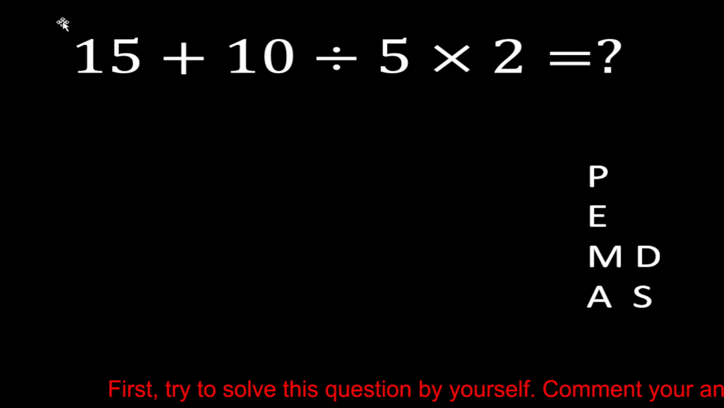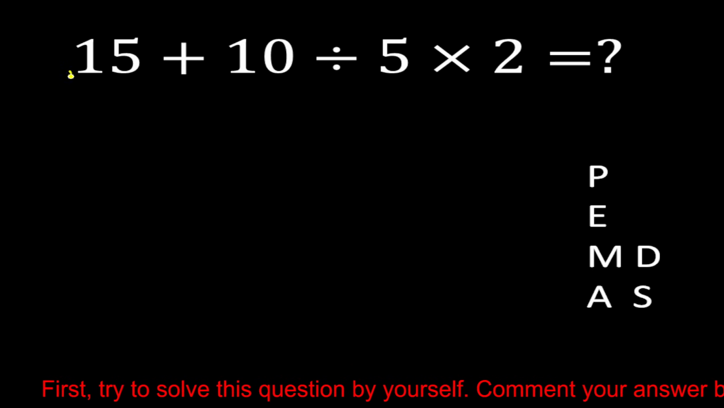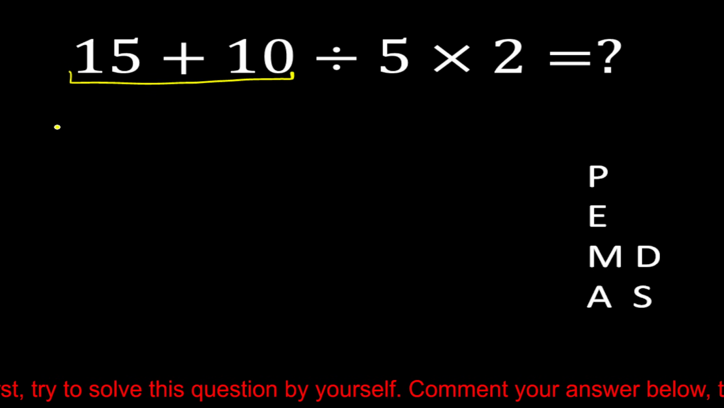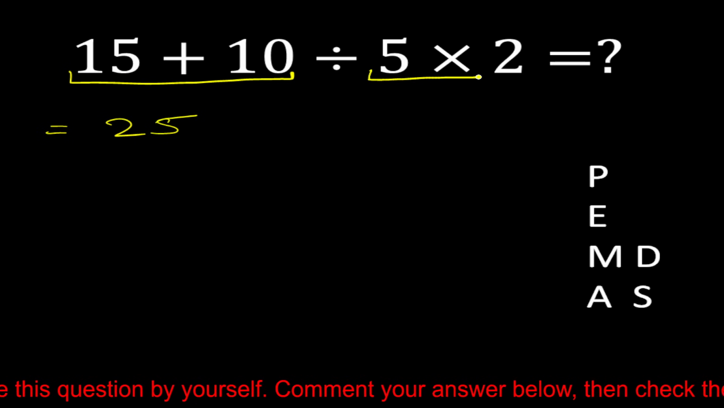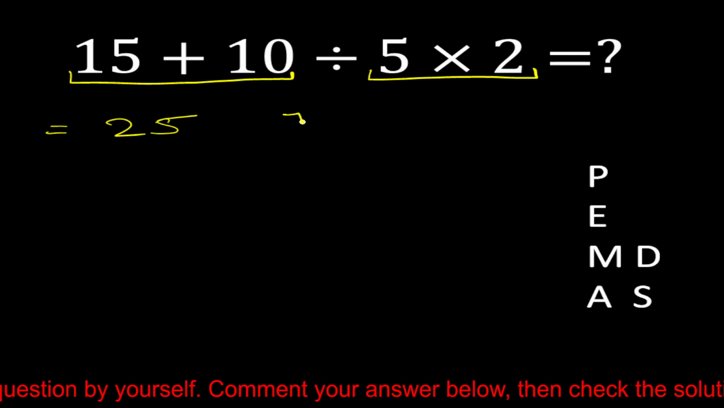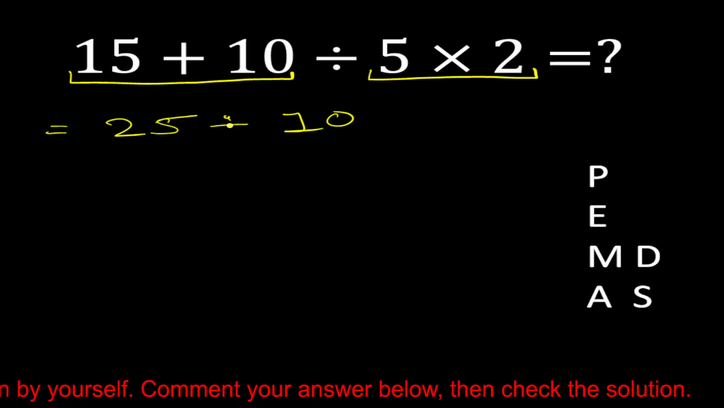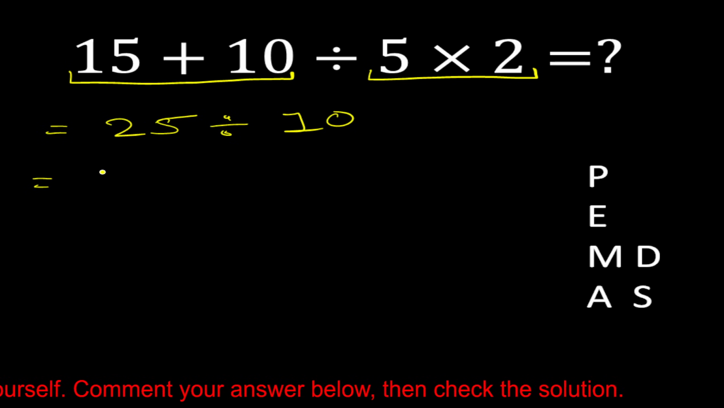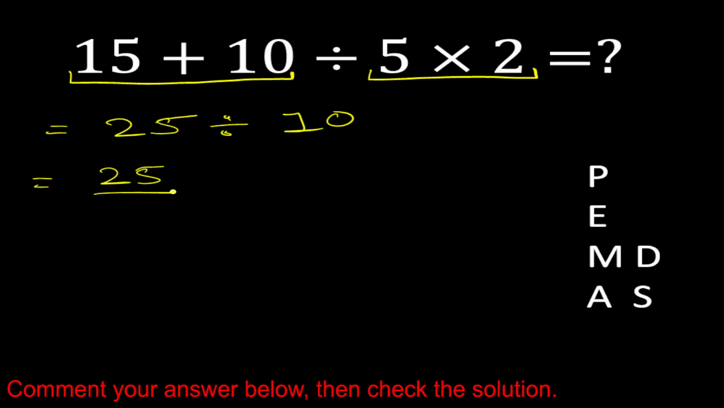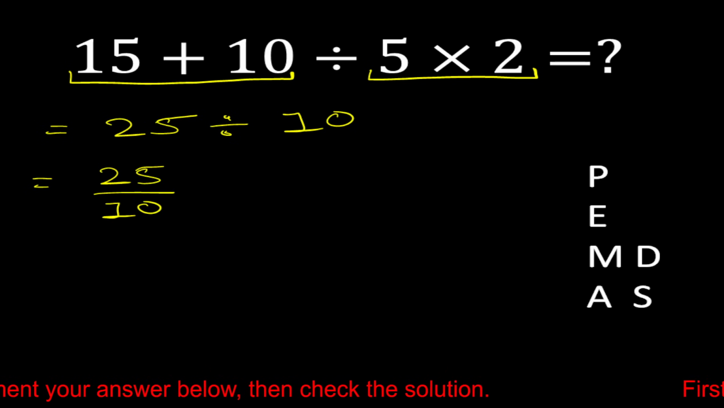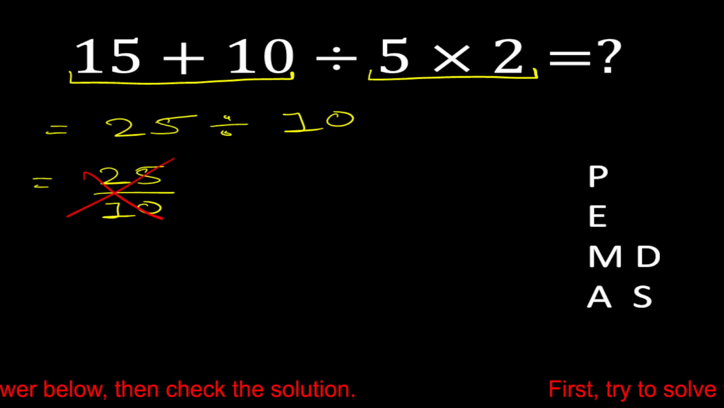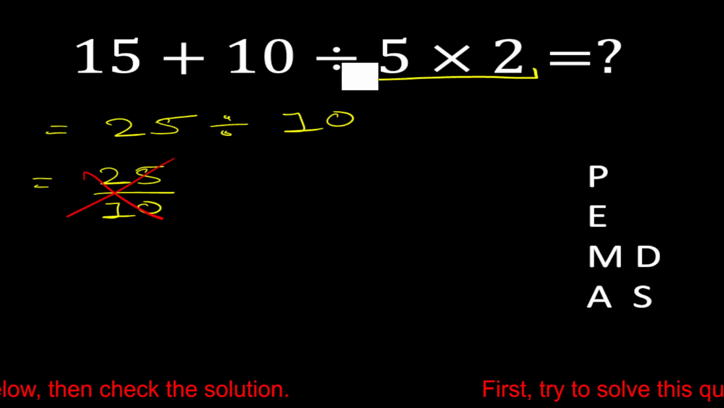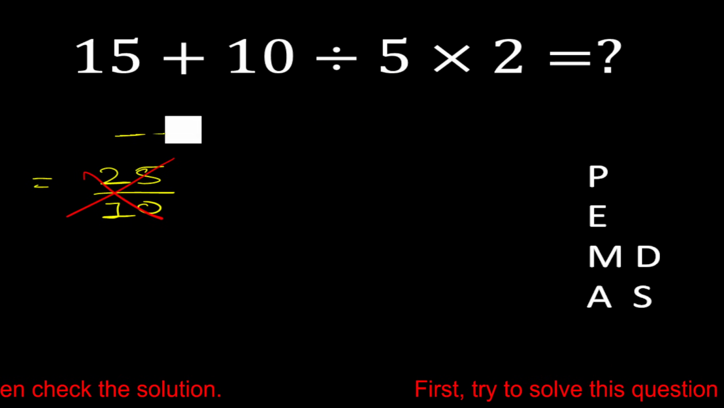So most people solve this question like 15 plus 10 is equal to 25, and 5 multiplied by 2 is equal to 10. Okay, so 25 divided by 10 can be written as 25 upon 10. Okay, but this answer is not correct. This answer is completely wrong. So now let's solve this problem correctly by using the PEMDAS rule.